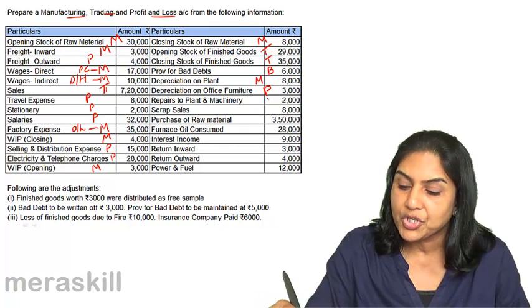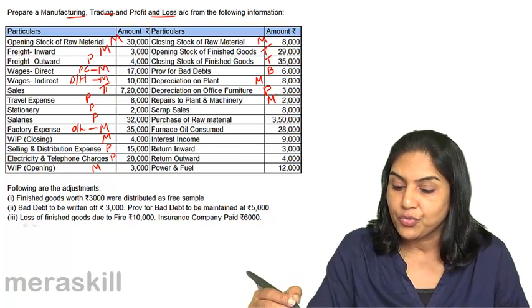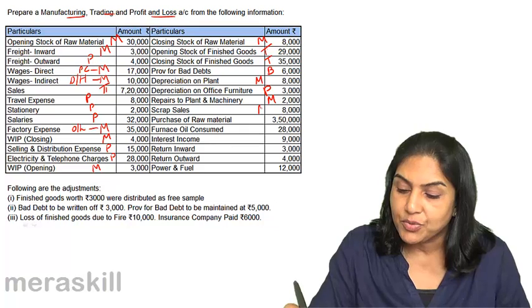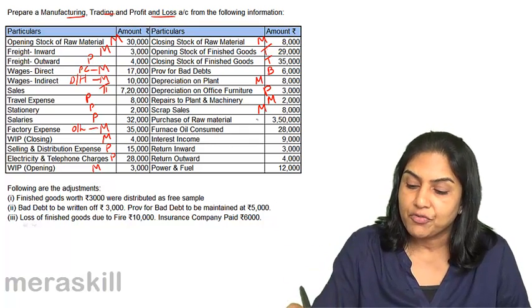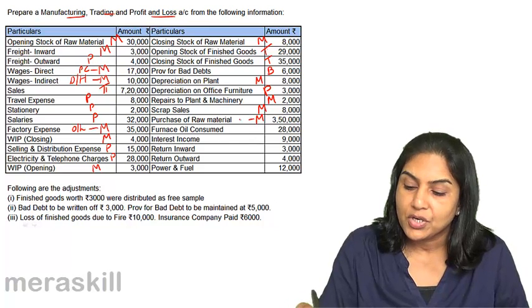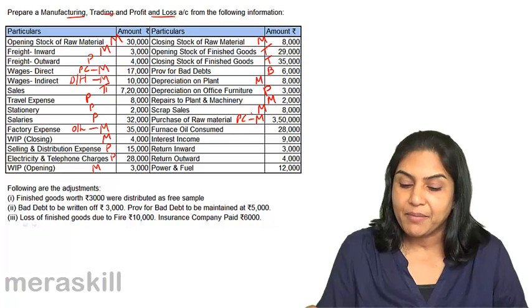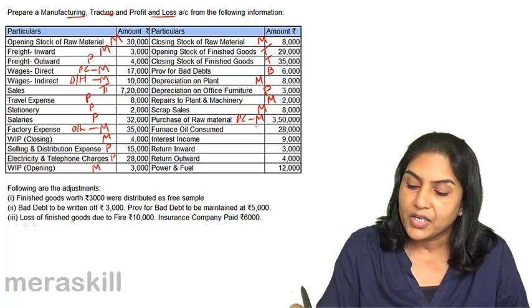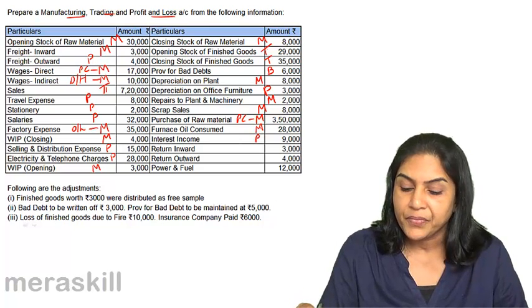Repairs to plant and machinery will go to manufacturing. These are all a part of the factory overheads. Scrap sales will go to manufacturing account but on the credit side. Purchase of raw material, of course, manufacturing and will form a part of the prime cost. Furnace oil consumed is manufacturing. Interest income will go as income in the profit and loss account.